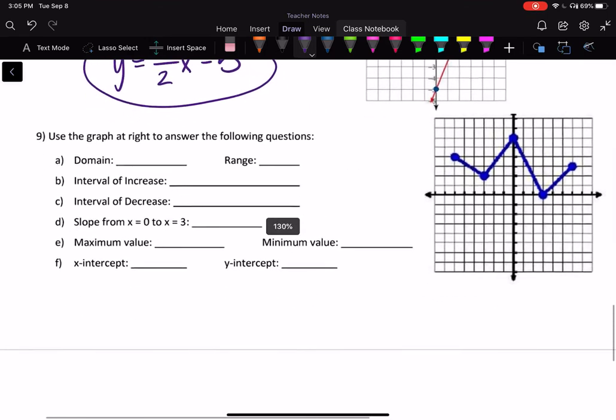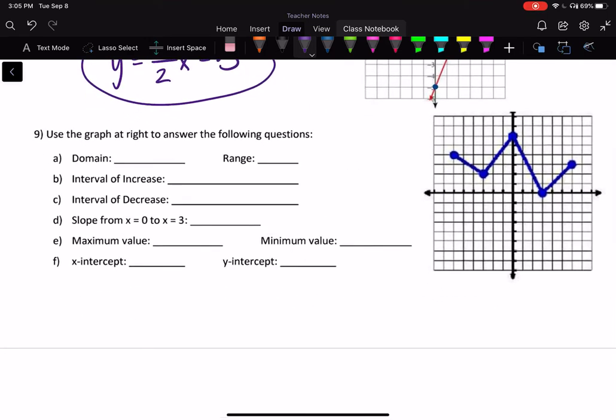And last but not least, number 9. First, we need to find the domain. My domain is my set of x values from start to finish. So I start at -1, 2, 3, 4, 5, 6. And I end at +1, 2, 3, 4, 5, 6. Since I have solid dots, that means that I will put brackets around my domain. That means that both of my endpoints are included.